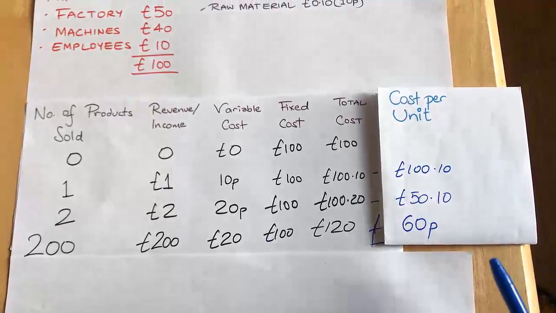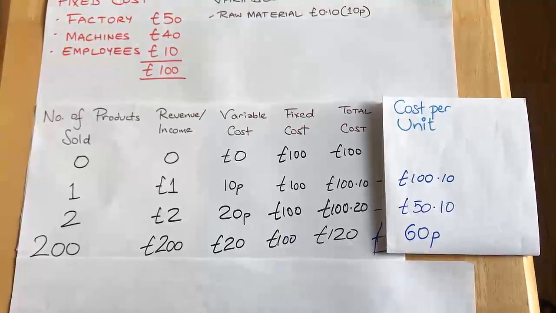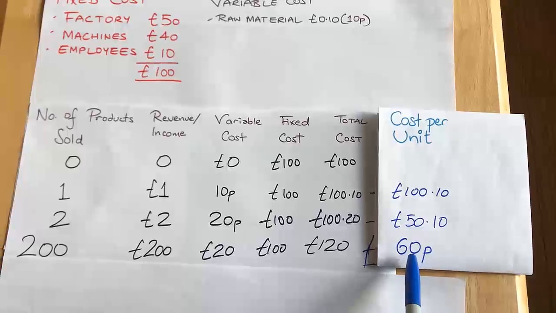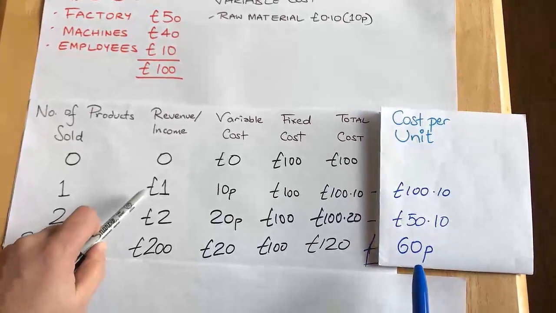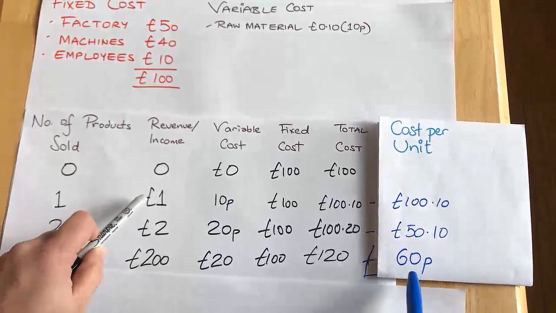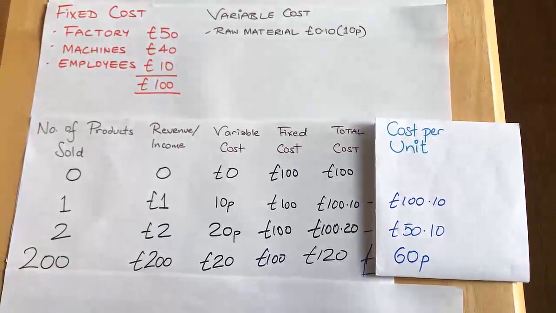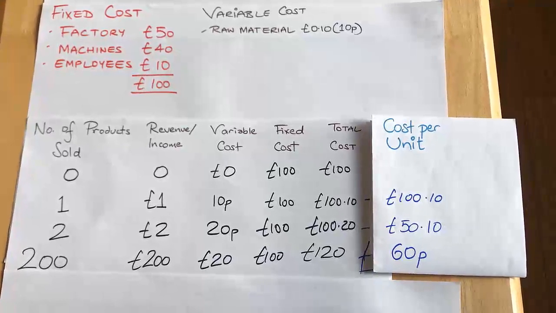And now look, we'll finally make a profit, right? Because we sell 1 unit for £1 and it's costing us 60p to make. So 1 unit is £1 and it's costing us 60 pence. So the 40 pence would now be our profit per product.